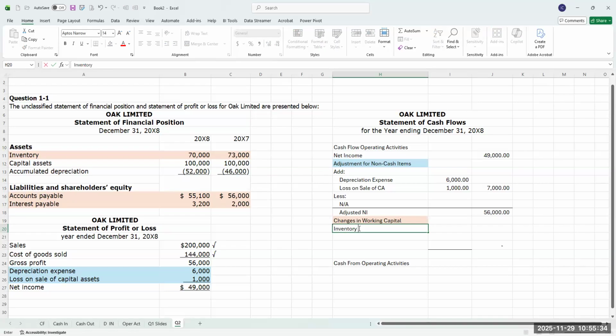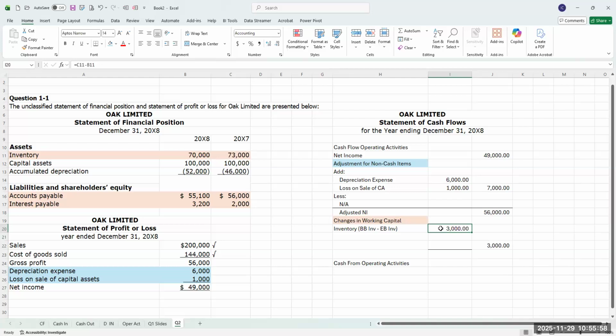And what we're going to apply? We're going to apply the formula that I gave you. That means beginning balance of the inventory minus the ending balance of the inventory is going to give us the change in the inventory. So what we're going to have here? We're going to have 73 minus 70.